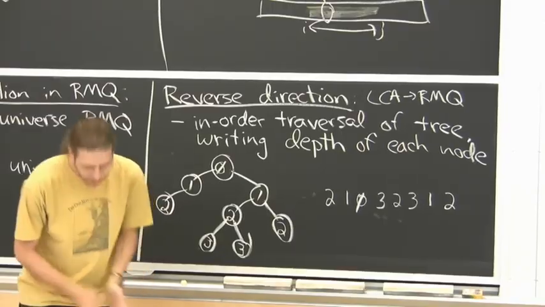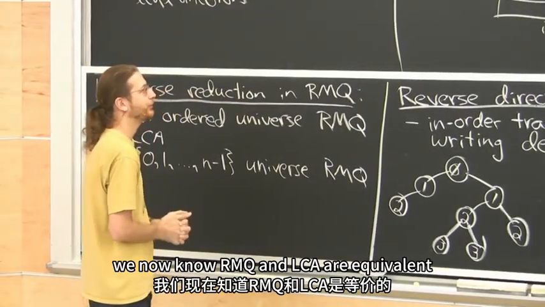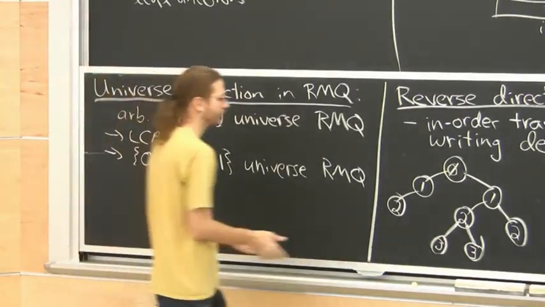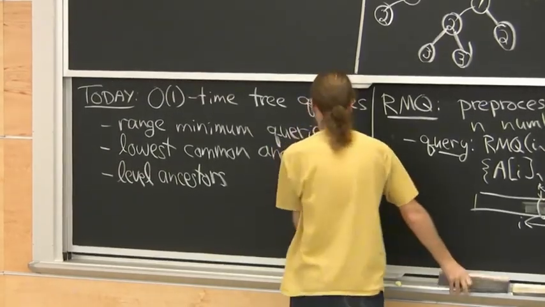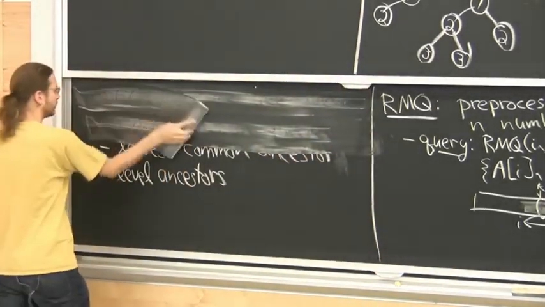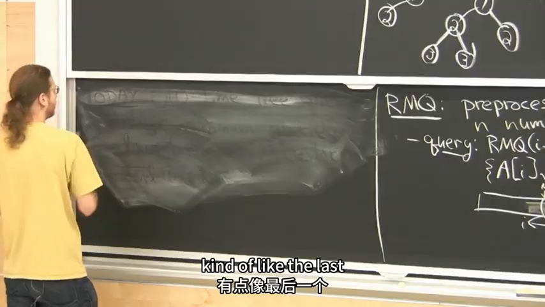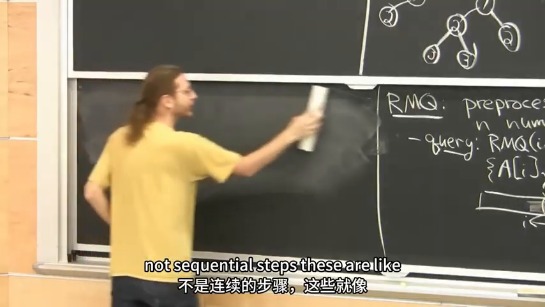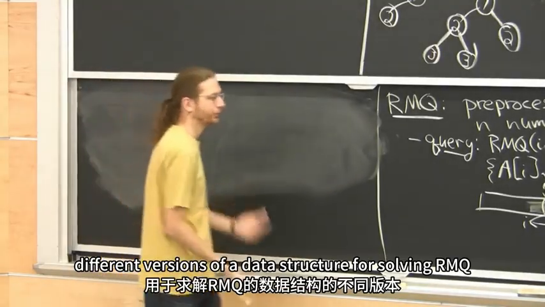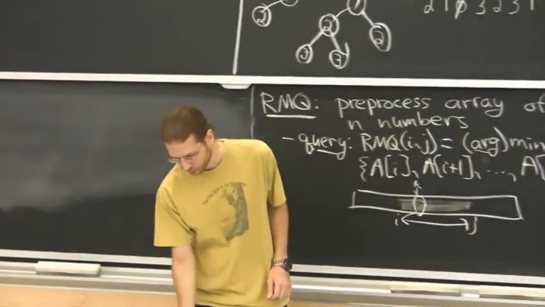Cool. So, time to actually solve something. We've done reductions. We now know RMQ and LCA are equivalent. Let's solve them both. Kind of like the sorting we saw, there's going to be a lot of steps. They're not sequential steps. These are like different versions of a data structure for solving RMQ, and they're going to be getting progressively better and better.